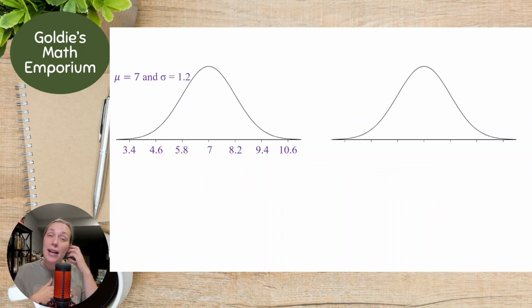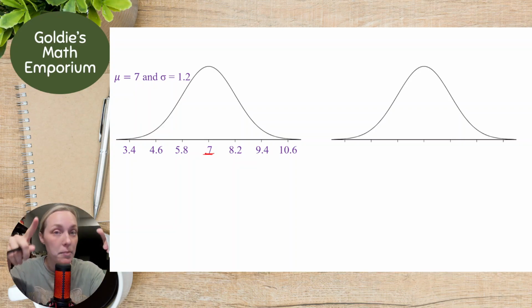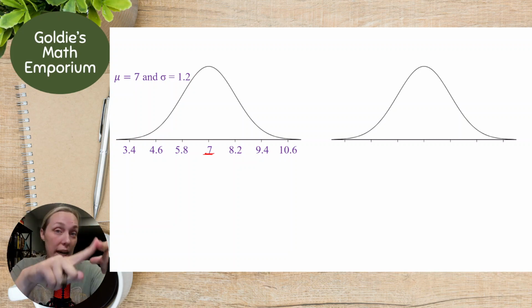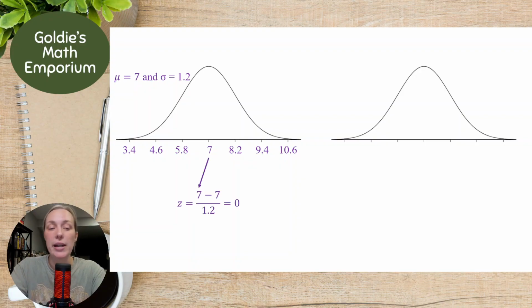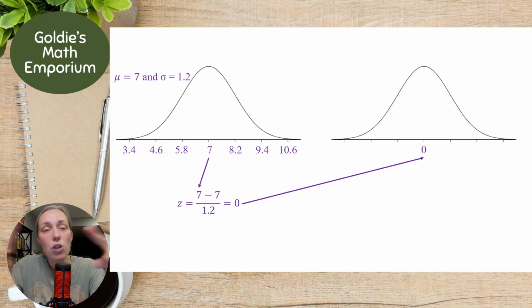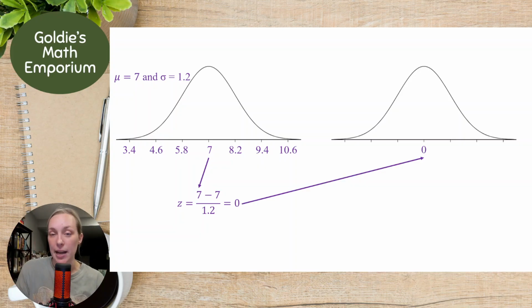Let's take Miguel's class's data with a mean of 7 and a standard deviation of 1.2. Let's standardize all of those values. And remember, to standardize, we use the z-score. So we're going to take each of these values that I have on my normal curve, subtract the mean, and divide by the standard deviation. So for the mean, 7 minus 7 divided by 1.2, I get 0. I'm going to draw that on a new curve over to the side here. So I got 0 in the middle.